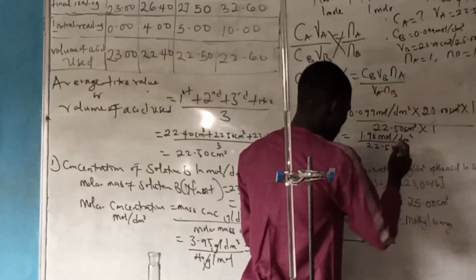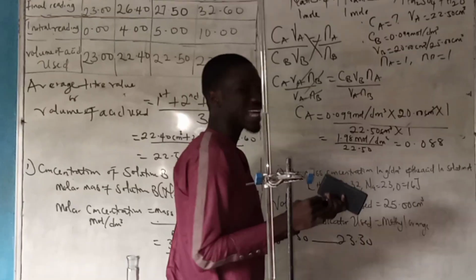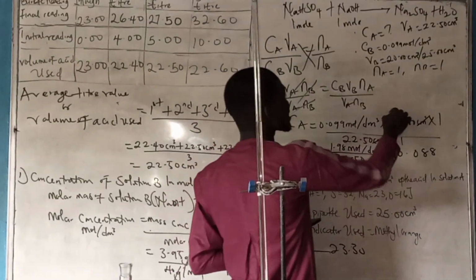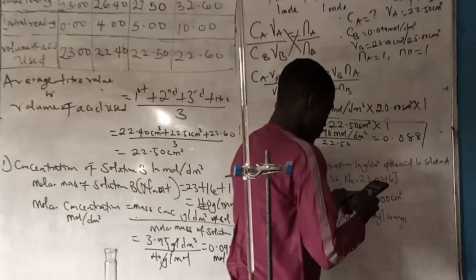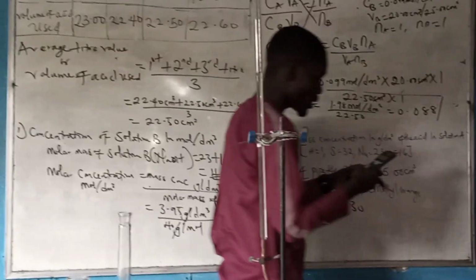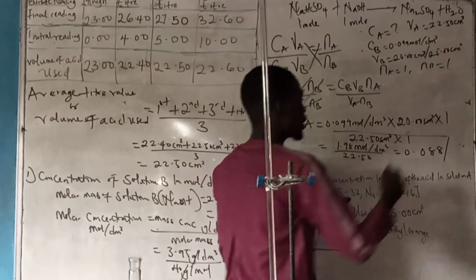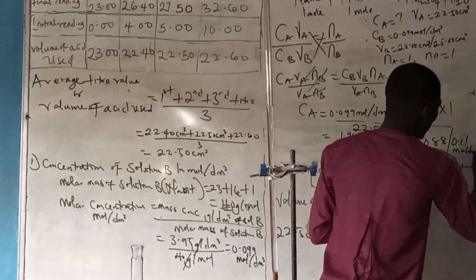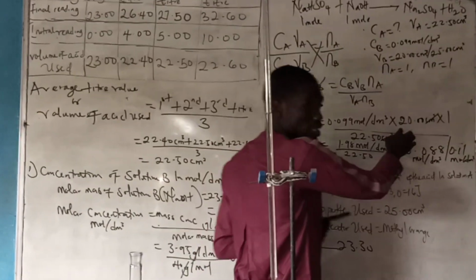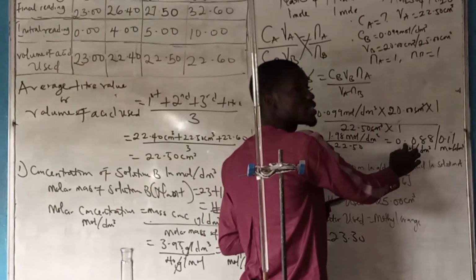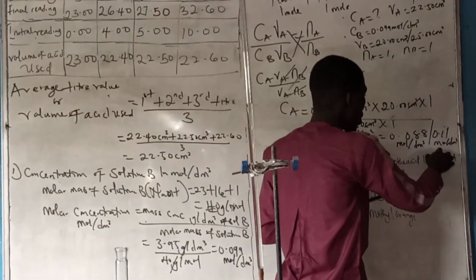Divided by 22.50. So we have 0.088. Let's assume, not even assumption, if we should replace our VB here with 25, so we are going to have 0.099 times 25 divided by 22.50, we are going to have 0.11 mole per dm³. That if you are using 20 as the average volume of the base used, we are going to have 0.088. But if you decided to use 25.00, we are going to have 0.11 mole per dm³ now.